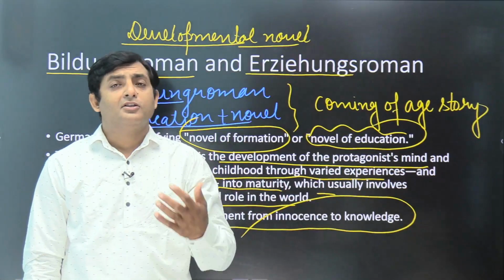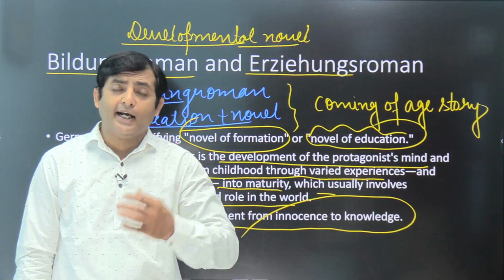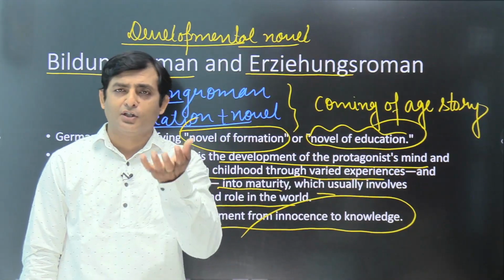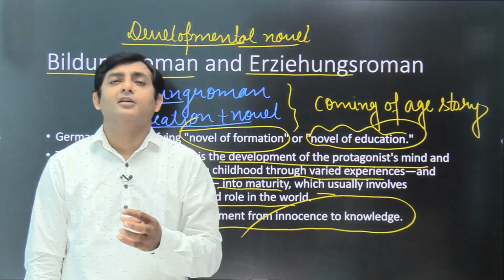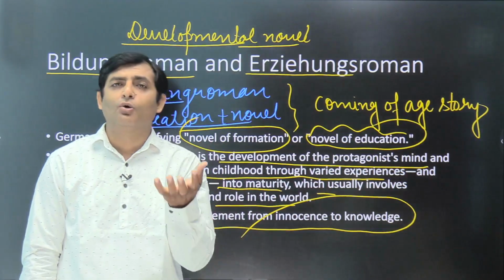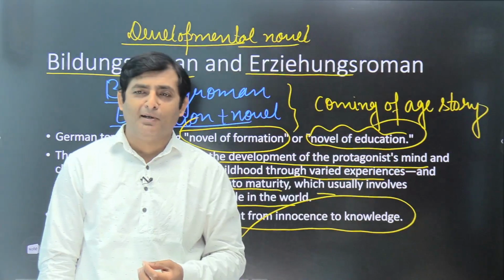Another novel, Charles Dickens's David Copperfield. Charles Dickens's Great Expectations. The protagonist is born in the novel and then it develops, right? Life and Opinions of Tristram Shandy. It's also a type of Bildungsroman, where he was born and then he grows up, he becomes mature. These are the examples of Bildungsroman.